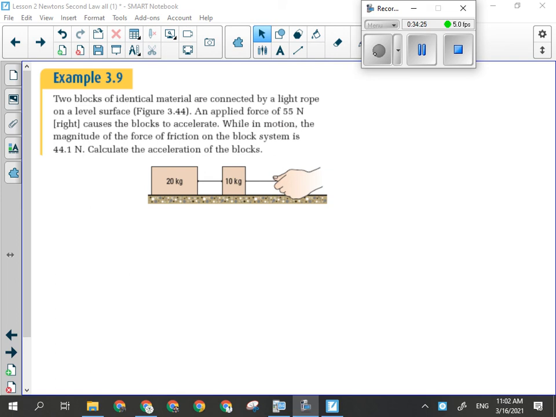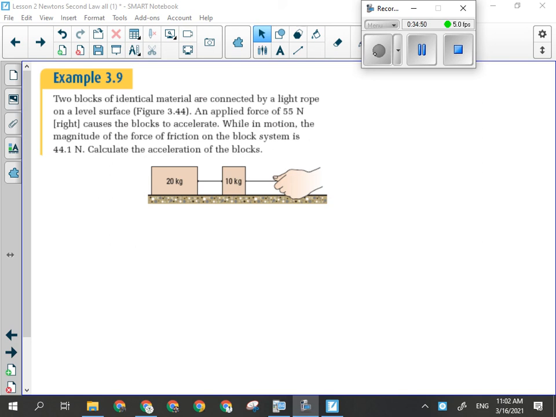Okay. All right. So we have two blocks made of identical material. Obviously, they're different masses, connected by a light rope on a level surface. An applied force of 55 newtons causes the blocks to accelerate. While in motion, the magnitude of the force of friction on the block system is 44.1 newtons. Calculate the acceleration of the blocks.